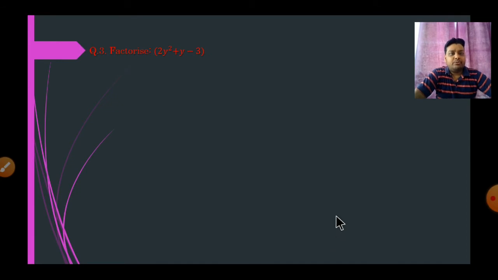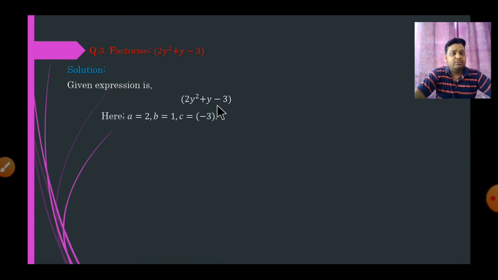Now we have to factorize 2y square plus y minus 3. Okay. So again, at first we will write the given expression as 2y square plus y minus 3. Now, what is the value of a? a is 2, b is 1 and c is minus 3.